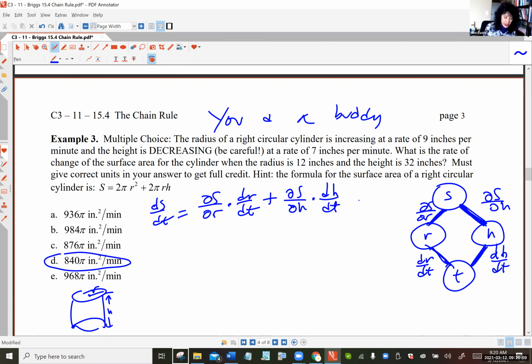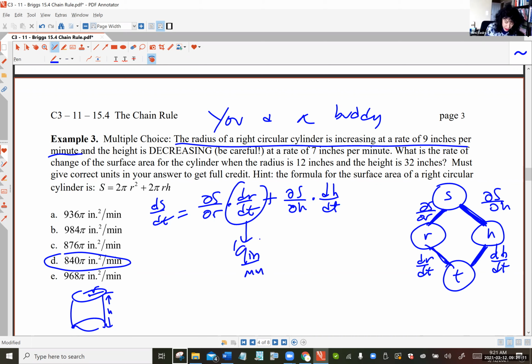Now, the good news here, just like the last problem, is they're telling you that the radius is increasing at a rate of 9 inches per minute. So this dr/dt is 9 inches per minute. They're giving you that. Nice. But the height is decreasing at a rate of -7 inches per minute. So be careful. Decreasing means you have a -7 there. Ooh, okay.